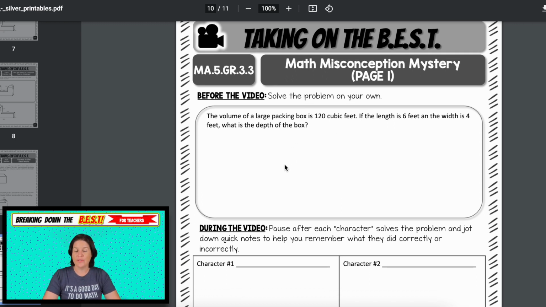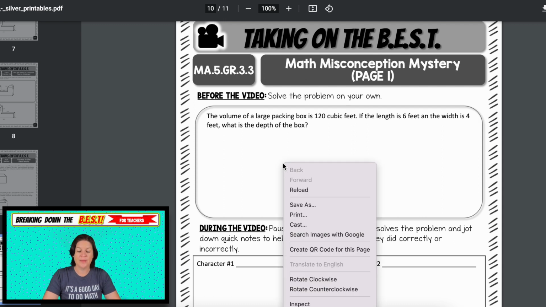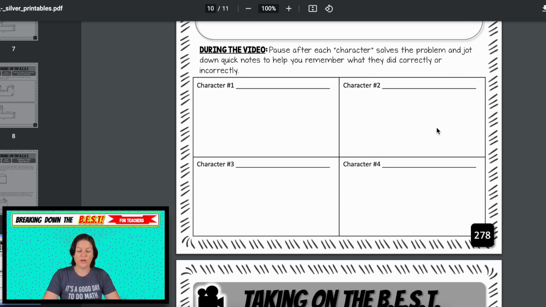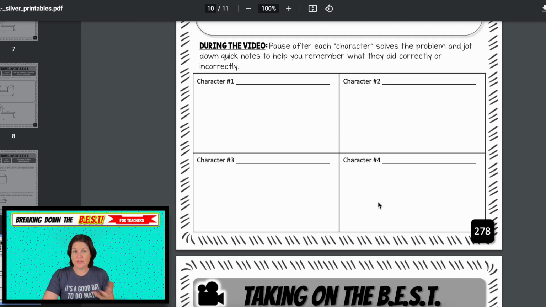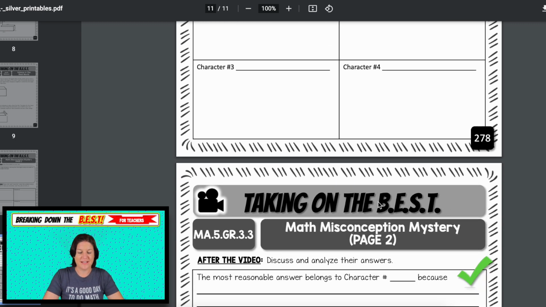So students will solve this on their own or with a small group, and then they will click play as 4 other characters also solve this problem. 3 of these characters are going to make a mistake that students commonly make, and only one of them will have the correct answer. These characters are just me dressed up in silly costumes with silly accents having fun.